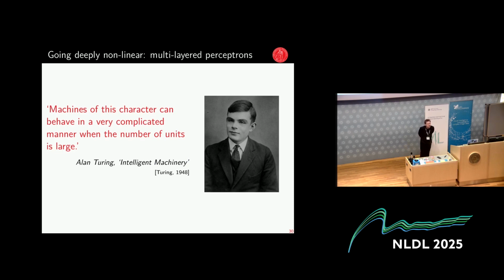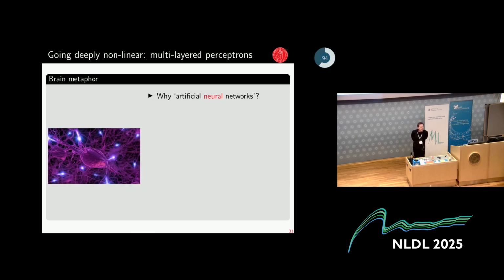Yeah, and by the way, this is what Alan Turing sort of predicted more than 60, 70 years ago. Yeah, so machines of this character can behave in a very complicated manner. So, in a very complicated manner is a large underestimation, I'd say, but still.